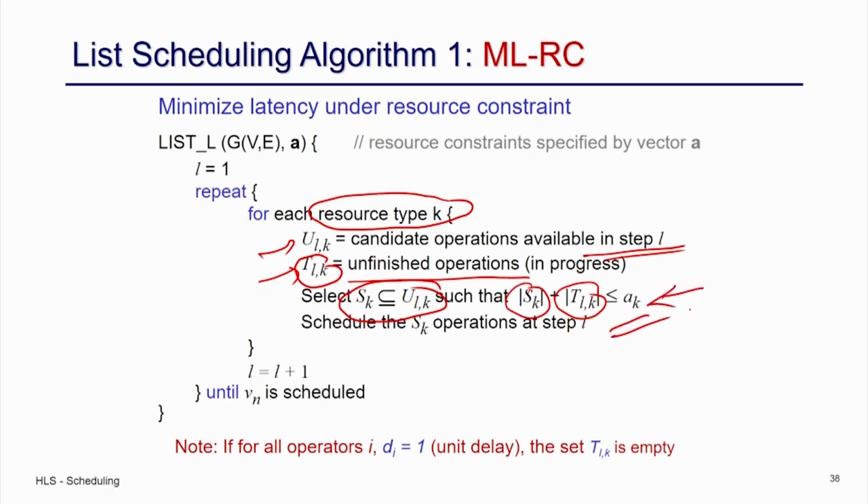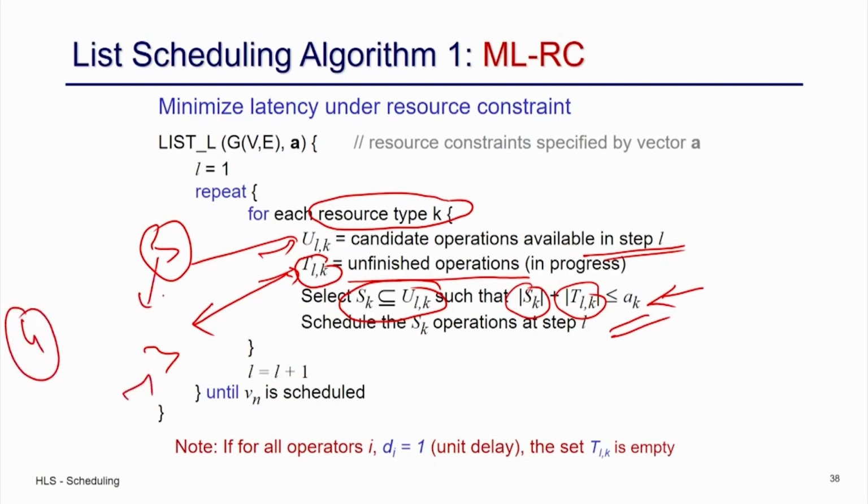Suppose my T_LK has 3 operations and U_LK has 5 operations, but I have only 4 multipliers. So, I will take these 3 and only one of them from here, so that I can execute all these 3 plus one of them. This is how the whole thing works, and it ensures that the number of running operations is never greater than A_K, because I will not start more operations than the resource bound in any time step. If I start from time step 1, I always ensure that the number of running operations in any time step is not more than the resource bound, and then I schedule these operations in time step L, then increase the time step by 1. This is how it works until all operations are scheduled.